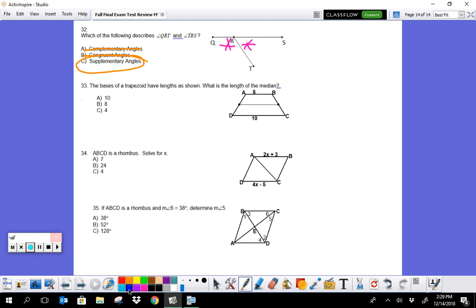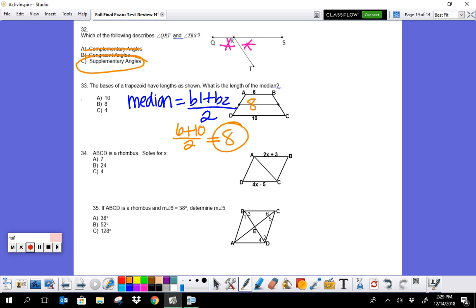33, the bases of a trapezoid have lengths as shown. What is the length of the median? So here, to find the median, I'm going to add the two bases, B1 plus B2, and I'm going to divide by 2. So this is going to be 6 plus 10 divided by 2. 6 plus 10 is 16, divided by 2 is 8. So my median there is 8. Put that number in there and see if that makes sense. And it does.